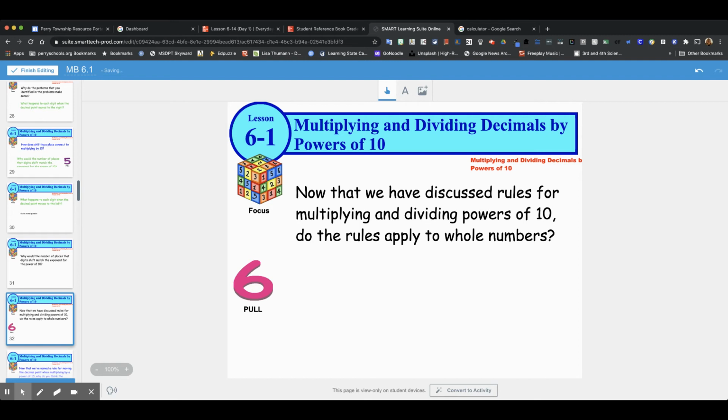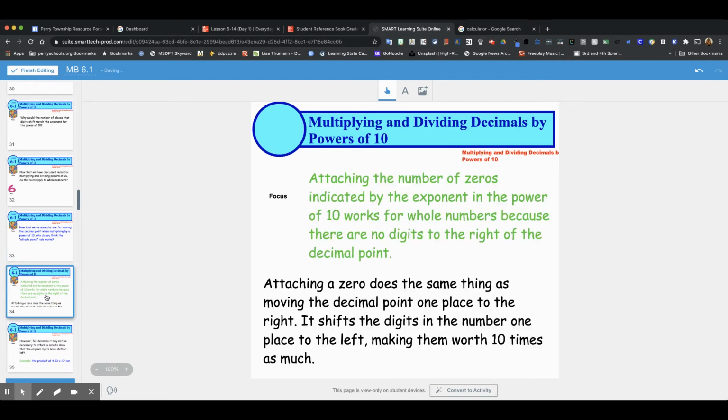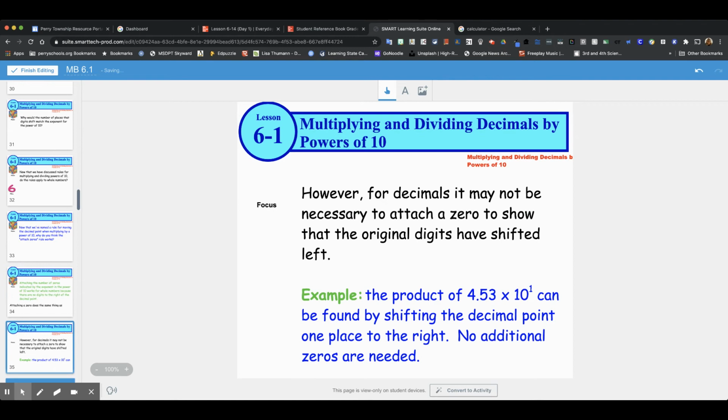So now that we've discussed these rules, we want to think, does it apply to whole numbers? Remember that sometimes we have to attach zeros because we are creating empty spaces, and those empty spaces have to be filled up. Attaching the number of zeros indicated by the exponent on the power of 10 works for whole numbers only because there are no digits. We have to attach the number of places that have to be filled. When we're working with decimals, some of those places are already filled. So again, it's not always necessary to attach a zero. Sometimes you don't need that at all.